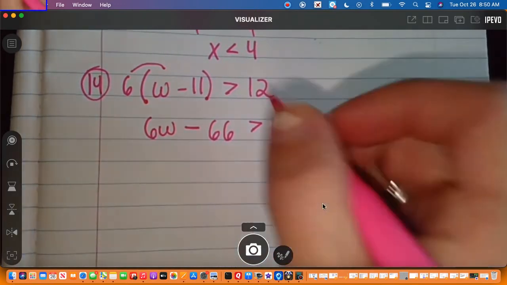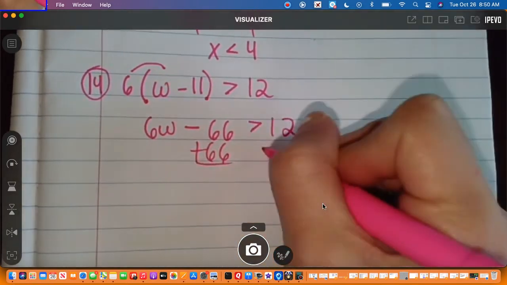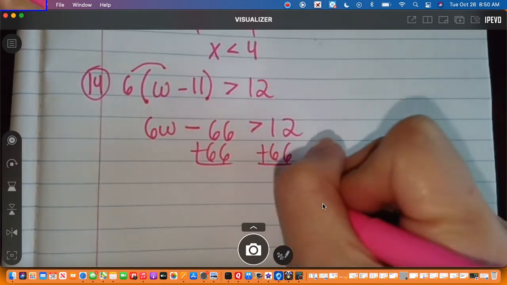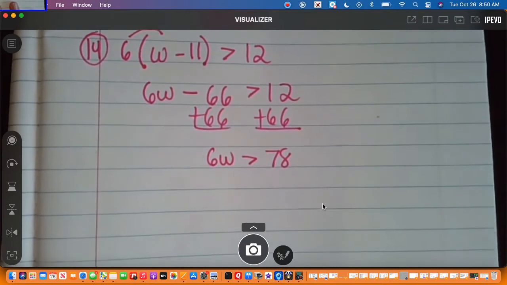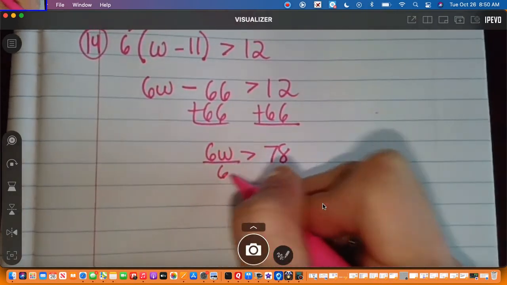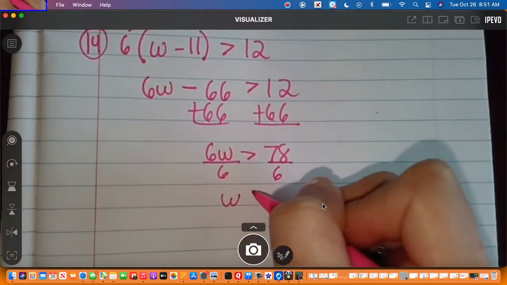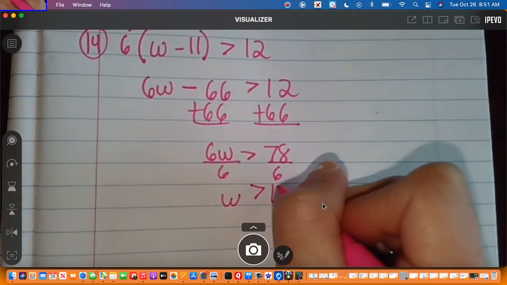So I'm going to add 66, correct? And when I add 66, I get 78. And over here I get 6W. Then what? You have to divide by 6. And what's 78 divided by 6? 13. So do y'all see your answer?